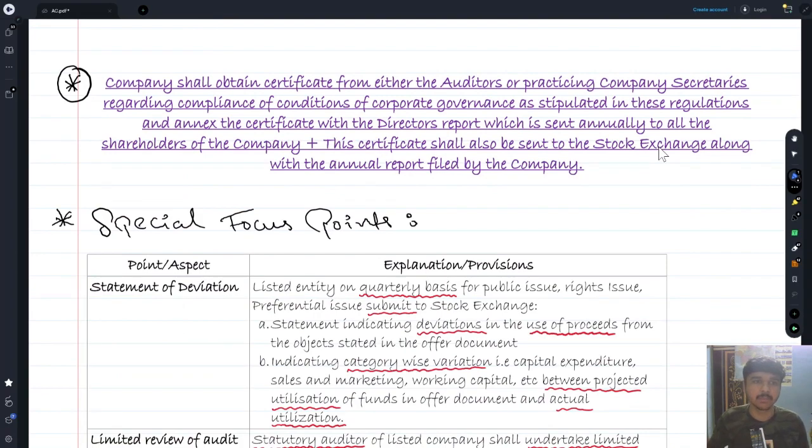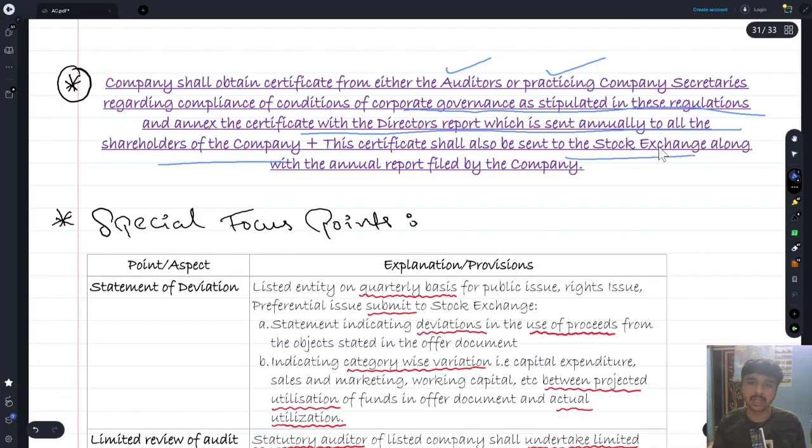Now see, the company has to obtain a certificate from either the chartered accountants, that is auditors, or practicing company secretaries regarding compliance of conditions of corporate governance as stipulated in these regulations, and annex the certificate with the director's report, which is sent annually to all the shareholders. It will also be sent to the stock exchange. CEO CFO certification is an internal certification. We are now taking an external certification from the auditors or the company secretaries, that the company has complied with the corporate governance regulations as stipulated.